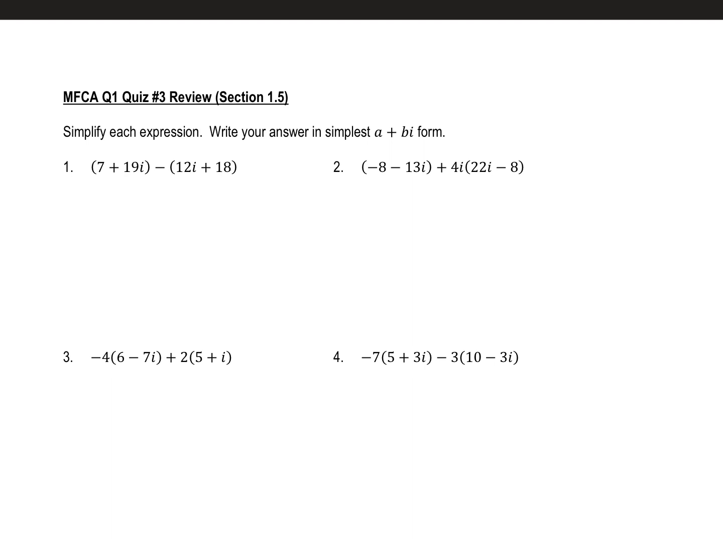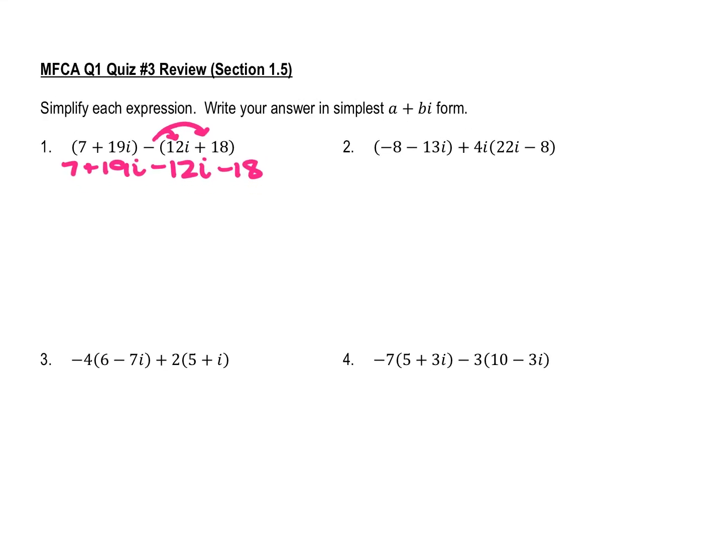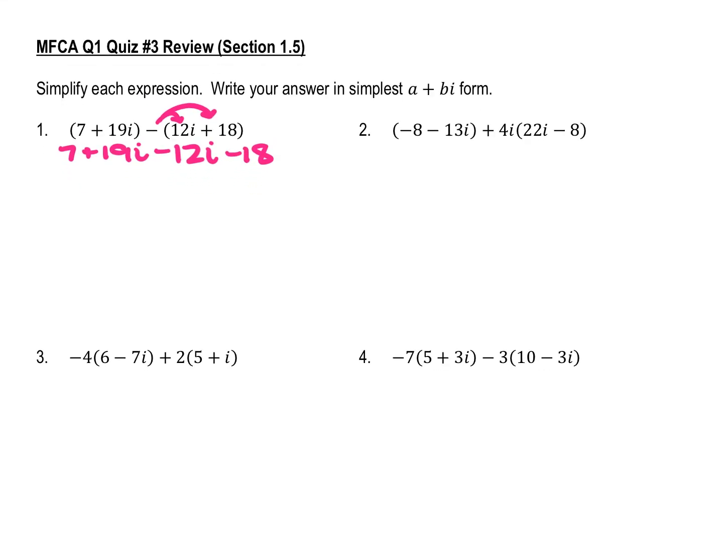You're going to first distribute that negative into your second set of parentheses. So that'll give you 7 plus 19i minus 12i minus 18. We are combining like terms from here, and we're combining the real parts and then the imaginary parts. So your real parts are the 7 and the negative 18, which leave you with negative 11. And then your imaginary parts are the 19i and the negative 12i, which leave you with positive 7i. So your answer for this one is just negative 11 plus 7i.